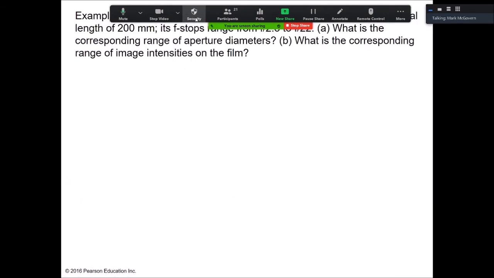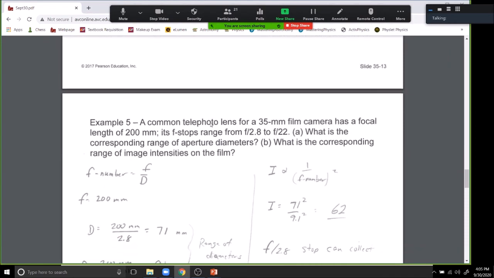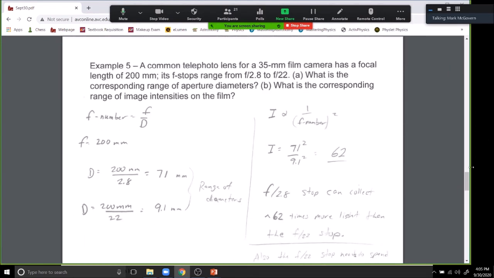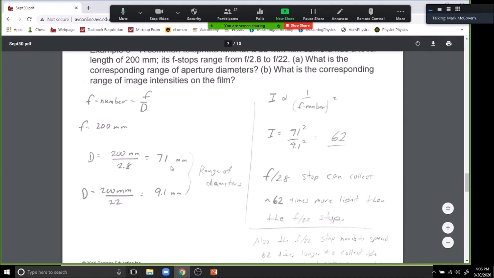All right, so this is just ranges of f-stops, and we want to see what the range of apertures and intensities are going to be here. So let's look at that. We've got a common telephoto lens for a 35mm camera. The 35 doesn't matter, that's the film. That's not related to the optics. But the focal length of 200 millimeters is related. If we have different f numbers, 2.8 all the way to 22, we can give a range of diameters there. You just plug in and solve for d in the f number equation. We get 200 over 2.8 gives us 71 millimeters, so very, very wide, right? And then the large f number ends up having a very small diameter.